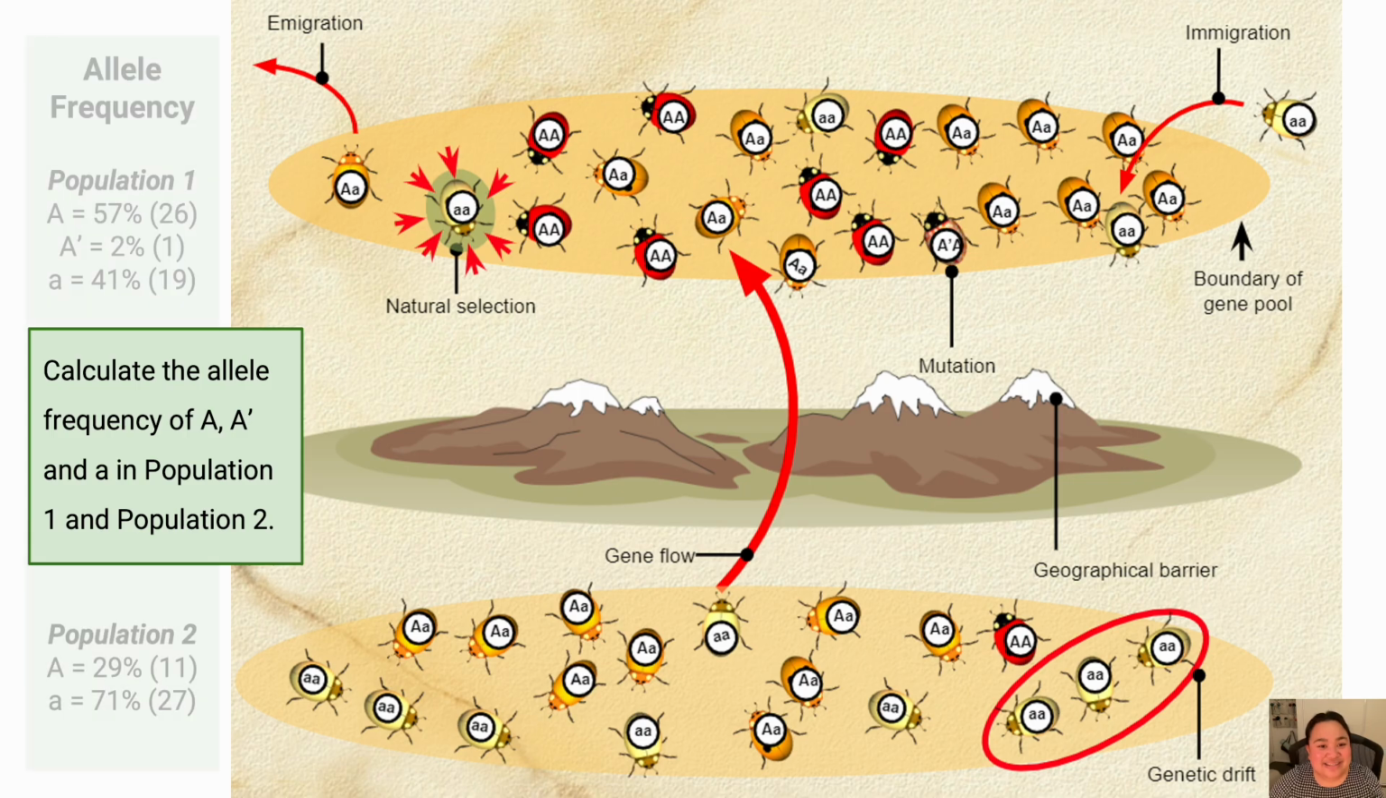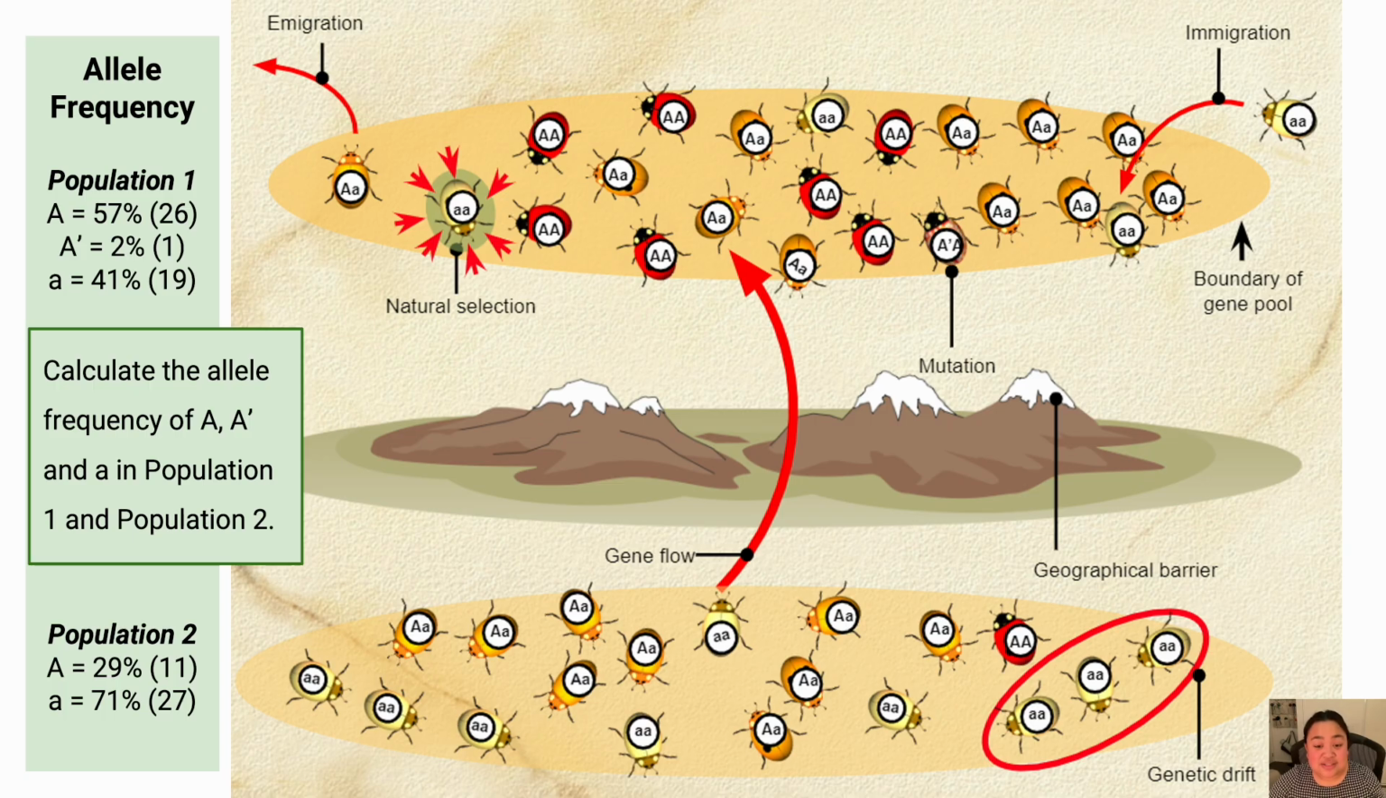Here are the answers. Let's look at population 1. The total number of alleles in population 1's gene pool is 46. There were 26 big A alleles, which means an allele frequency of 57%. There was 1 new allele that arose through a mutation, A apostrophe, which means an allele frequency of 2%. And there were 19 little a alleles, which means an allele frequency of 41%.